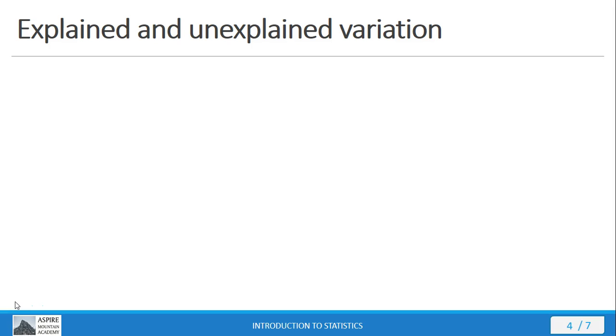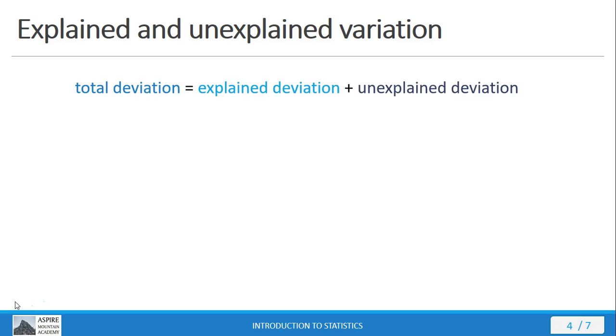This leads us to the concept of explained and unexplained variation. So we've just seen that total deviation is the sum of the explained and the unexplained deviations. We can write that mathematically like this. Using the definitions that we just saw on the previous slides, this is a mathematical representation for total deviation equals explained deviation plus unexplained deviation.